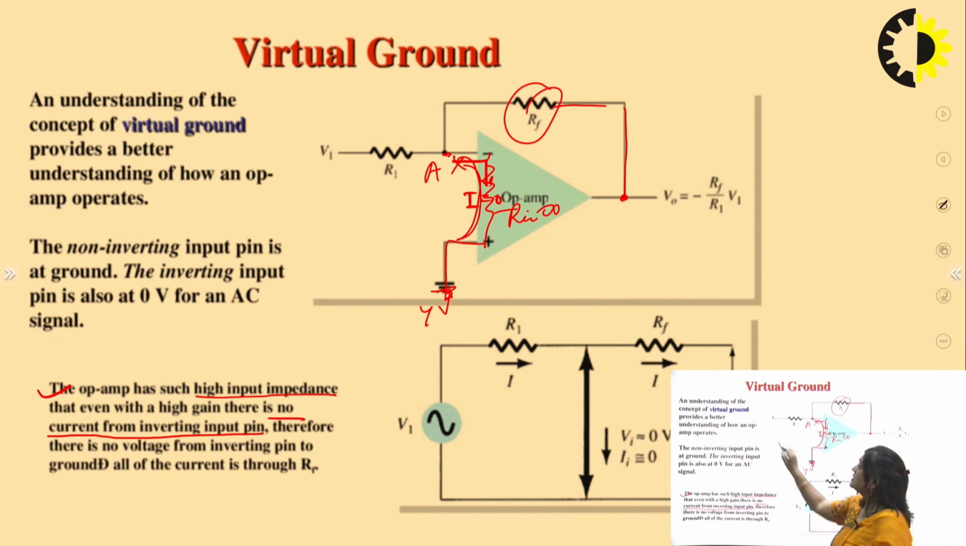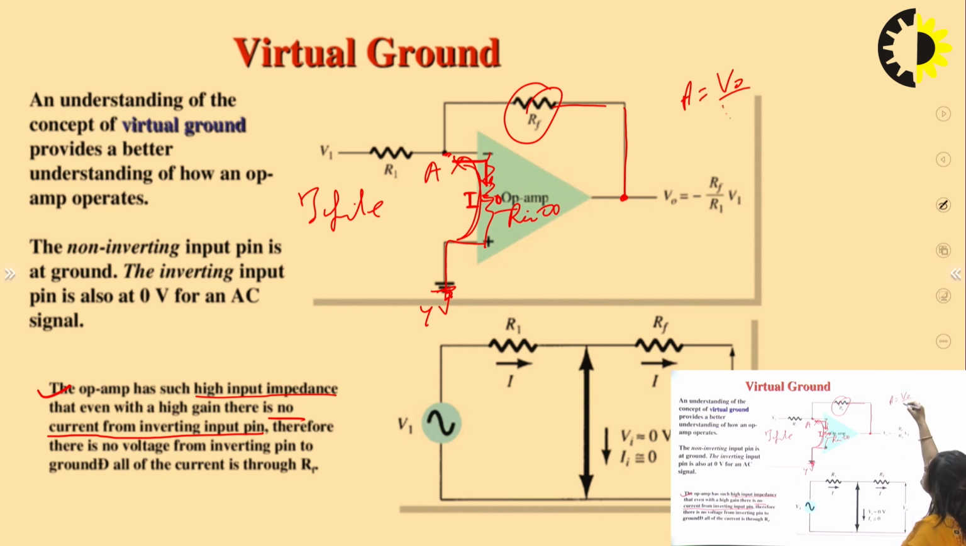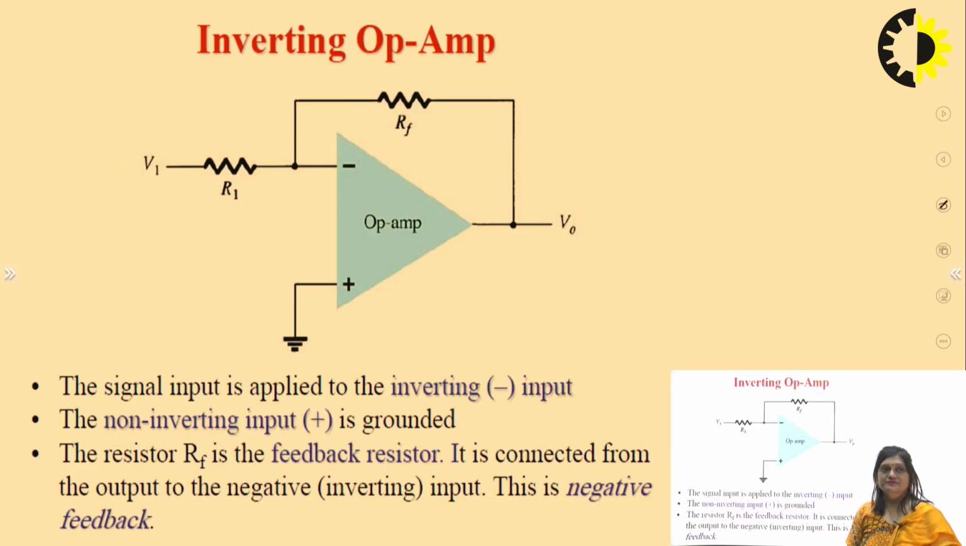So the first reason is that the input impedance of the op-amp is infinite, and the second reason is that the voltage gain is infinite in the case of the ideal op-amp. So we can write A is equal to V naught upon Vd. Since A is infinite, Vd is 0. So Vd, which is V1 minus V2, is 0, and V1 would be equal to V2. This is what is called the virtual ground.